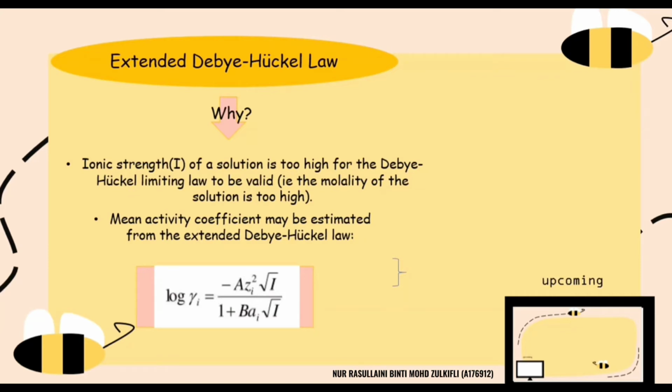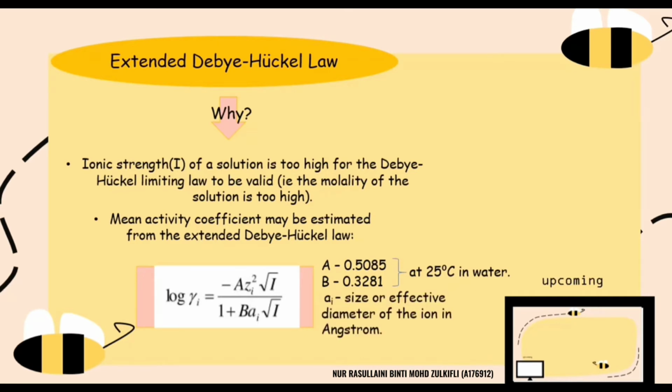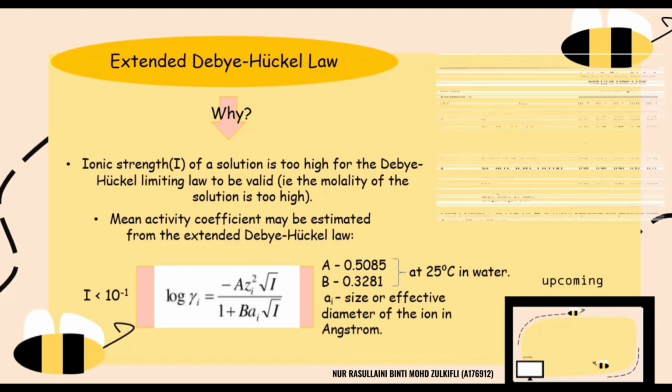Based on the equation, A is equal to 0.5085, B is equal to 0.3281. Both A and B are constants at 25 degrees Celsius in water. Meanwhile, alpha I is equal to the size or effective diameter of the ion in angstrom. This extended Debye-Hückel law equation provides accurate results for ionic strength less than 10 to the power of -1. Values of gamma I for different ions can be calculated using this formula, and the values of alpha I are shown in this table.